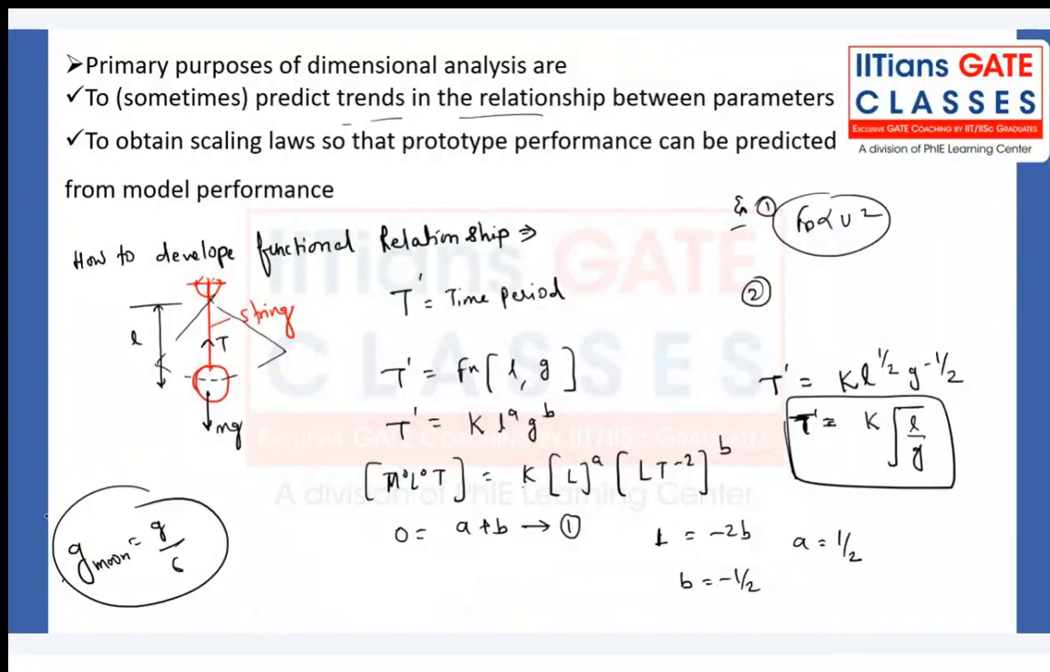So at least before going for the experiment, we got to know that these are the functional parameters that affect this time period a lot. But the next question is how to get the K value. The K value you can obtain from experiment, and by experiment we got to know K is 2 pi under root of L by G. This is a very famous formula, everyone knows it. It gives the time period of a ball being hung, a pendulum.